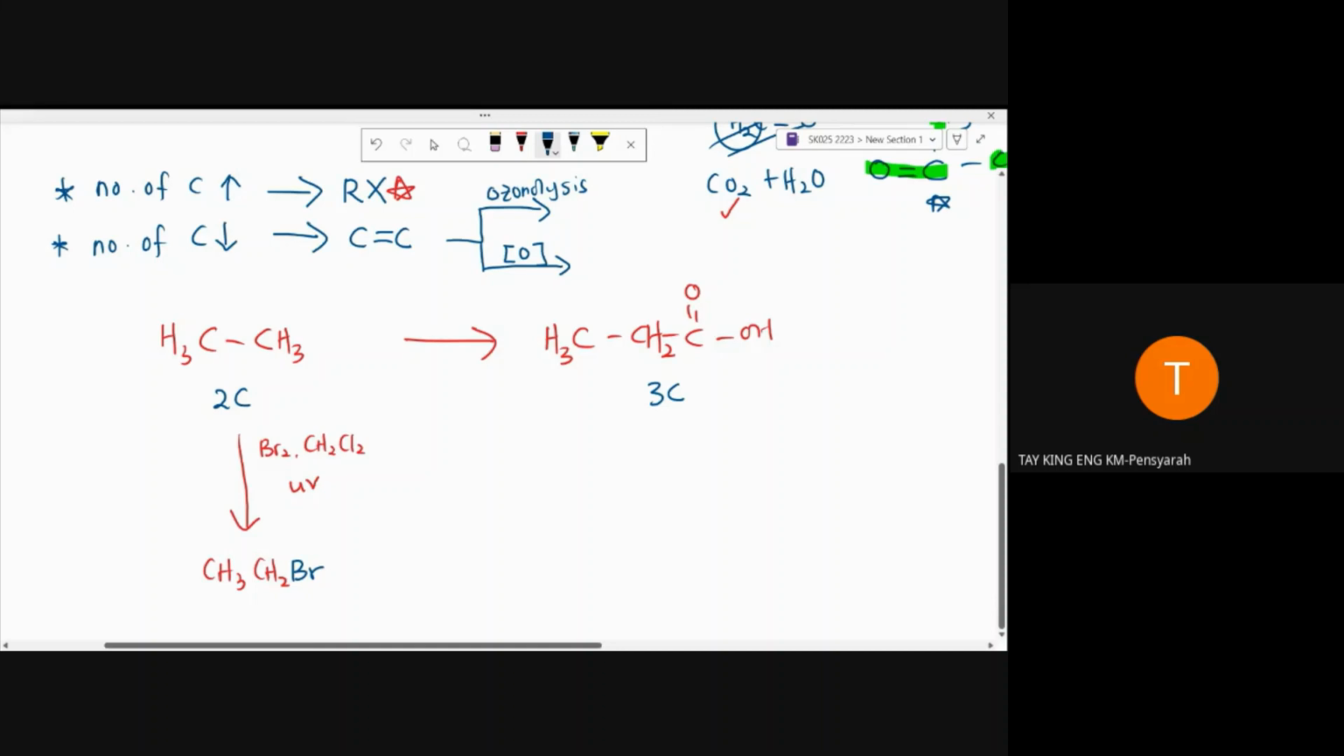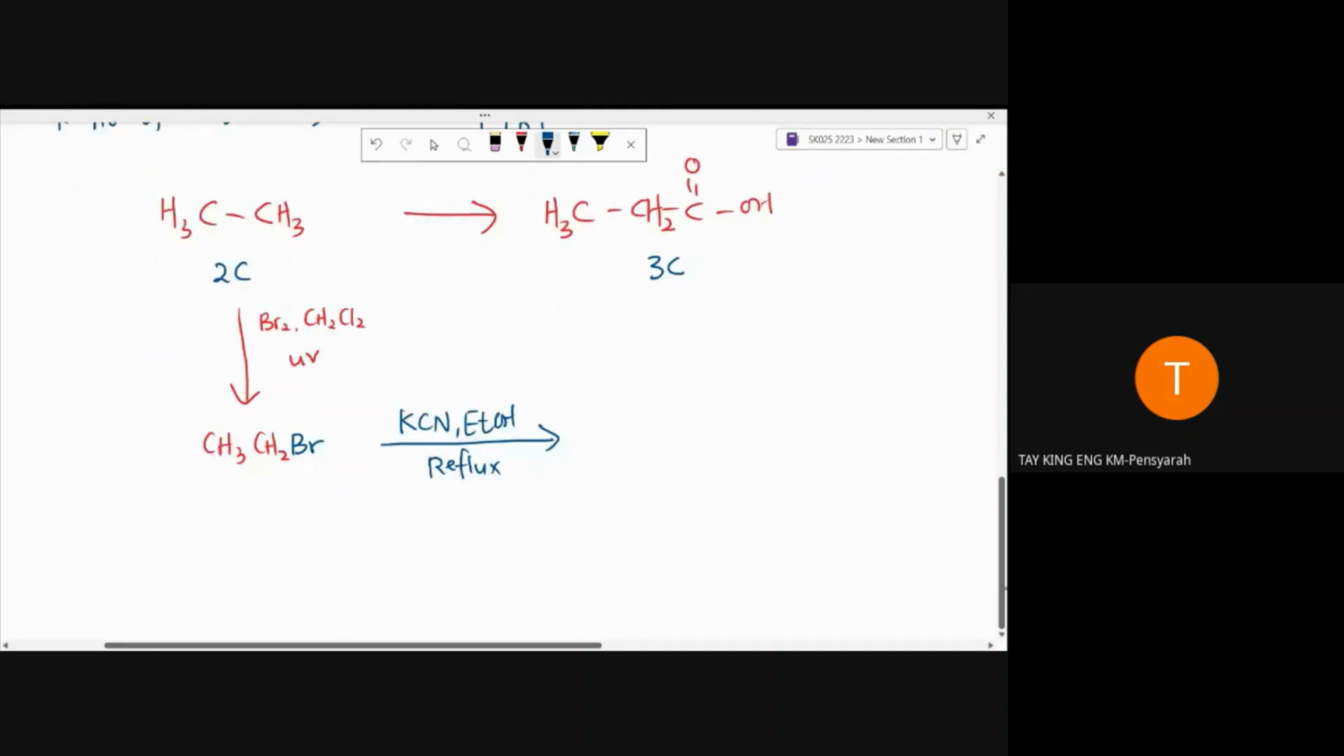Okay, then for the haloalkane, we want to add 1 carbon. So we can react with KCN, ethanol, reflux. If this happens, CH3CH2 will be maintained, and Br will be replaced with CN. So this is nucleophilic substitution, and KCN is a strong nucleophile.